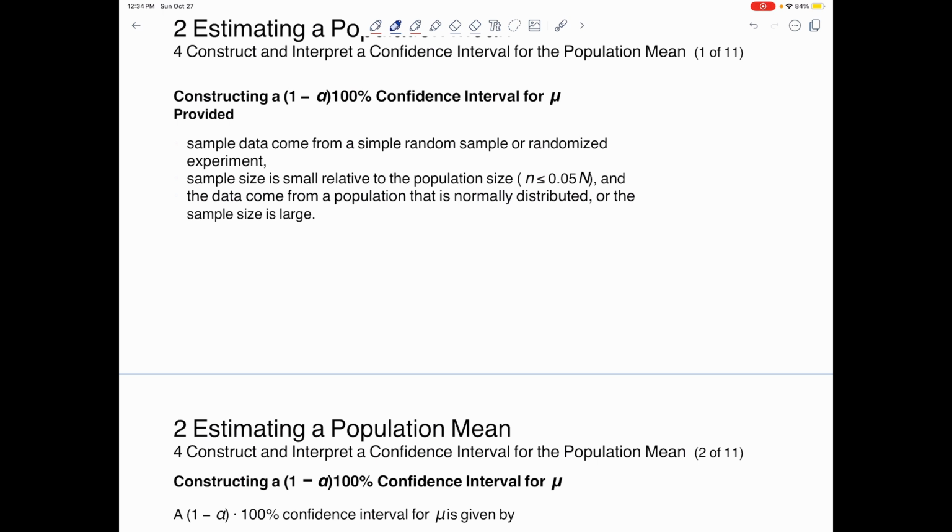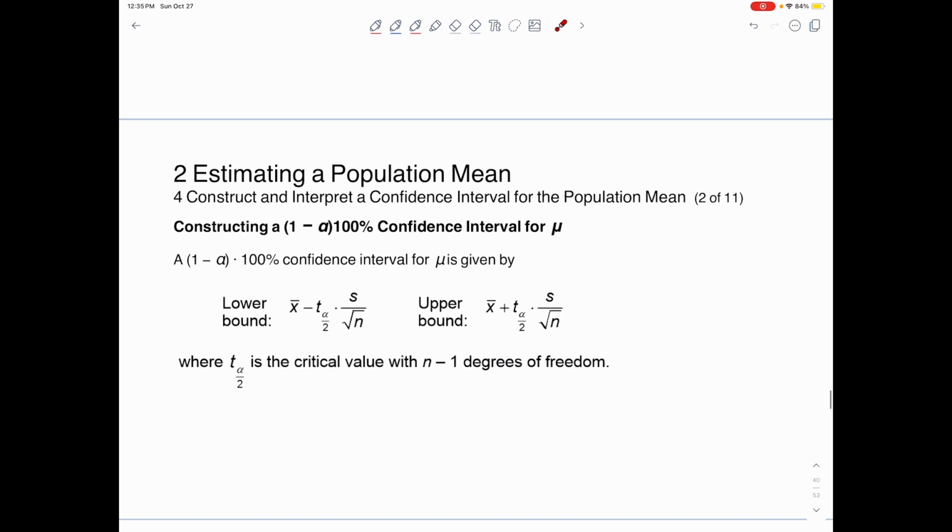We have to make sure that the sample comes from a simple random sample or randomized experiment. The sample size is small relative to the population size, that is, the sample size is less than or equal to 5% of the population size. So that is what this notation means. And the data comes from a population that is normally distributed or the sample size is large. And here are the steps.